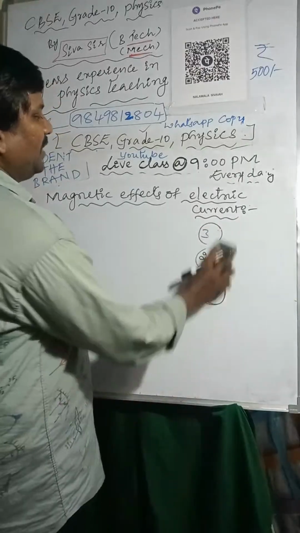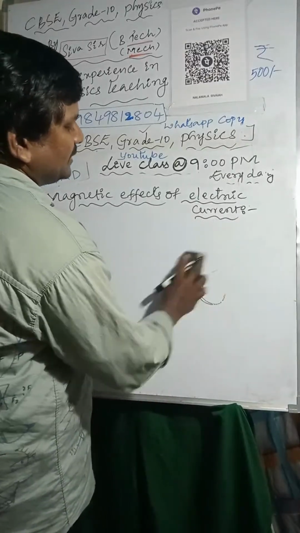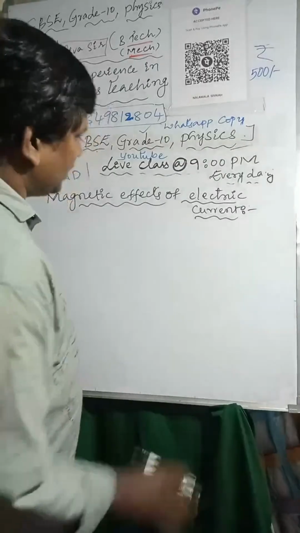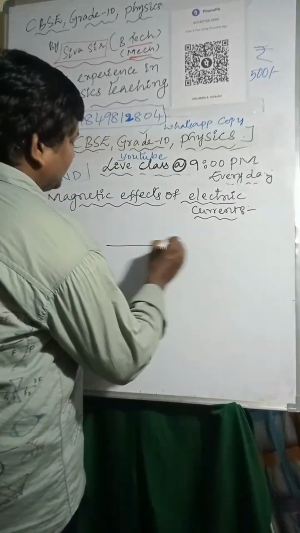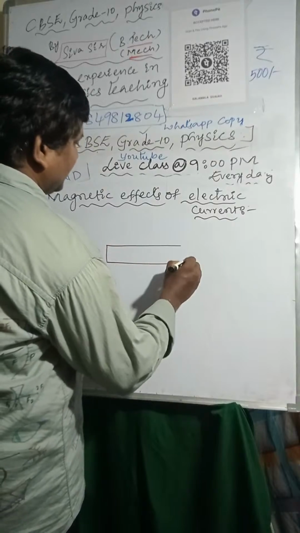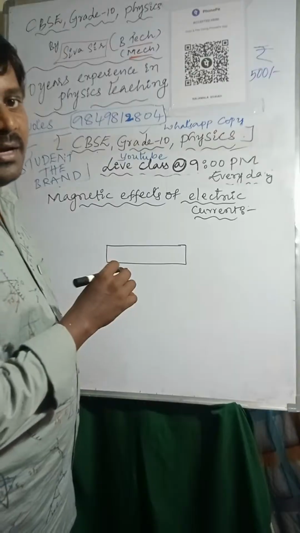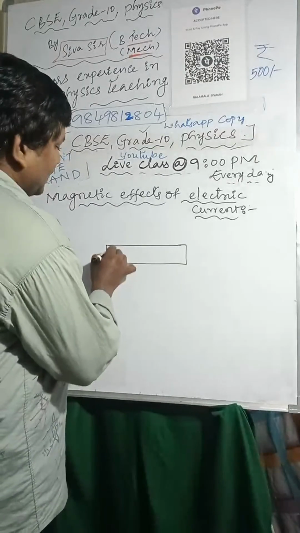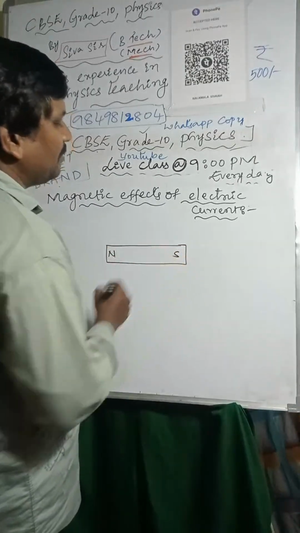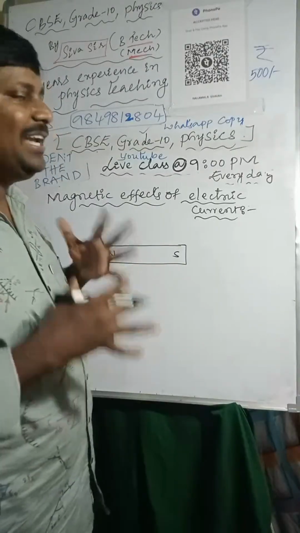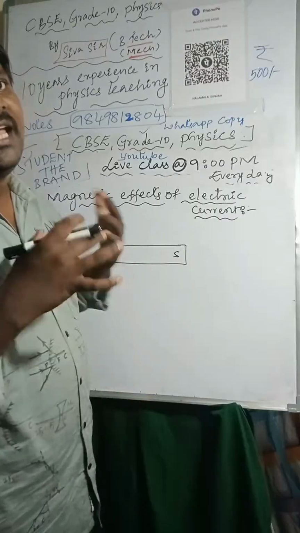If you are considering the magnetic field, I am taking here a bar magnet, this artificial magnet. A magnet has 2 poles. The bar magnet has 2 poles, and these 2 poles have equal strength.